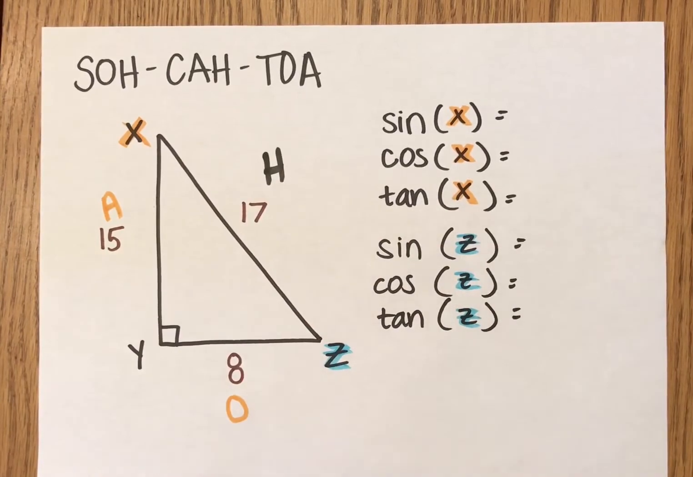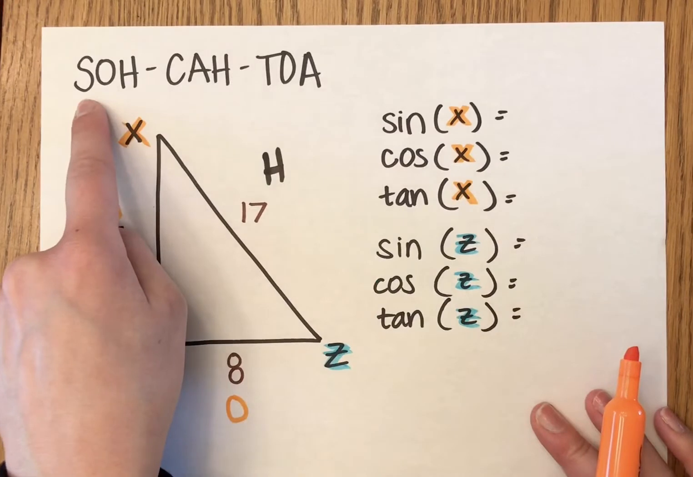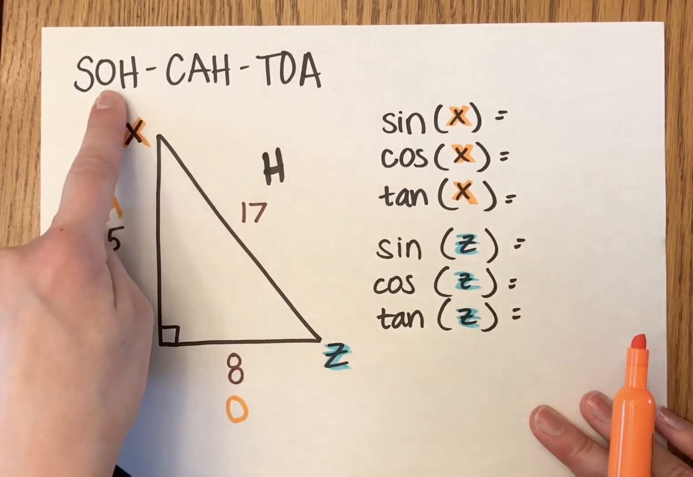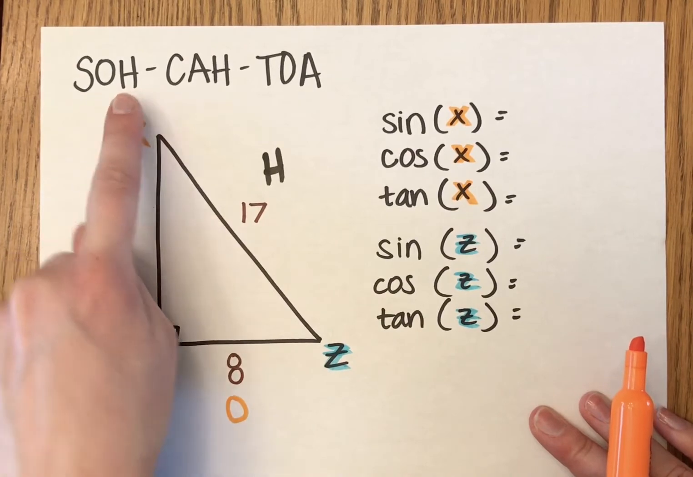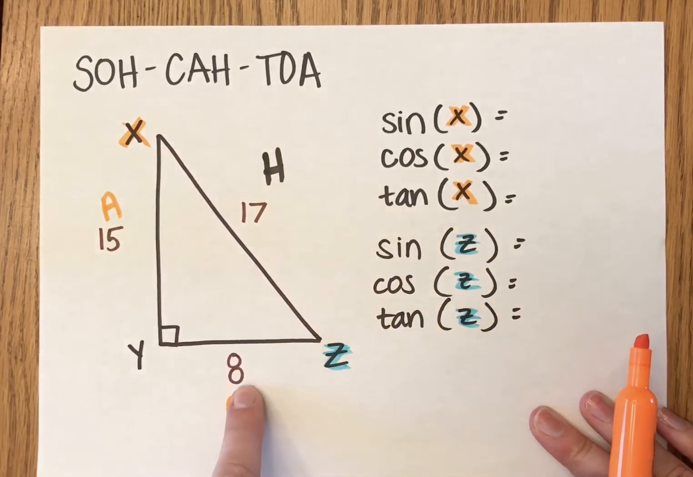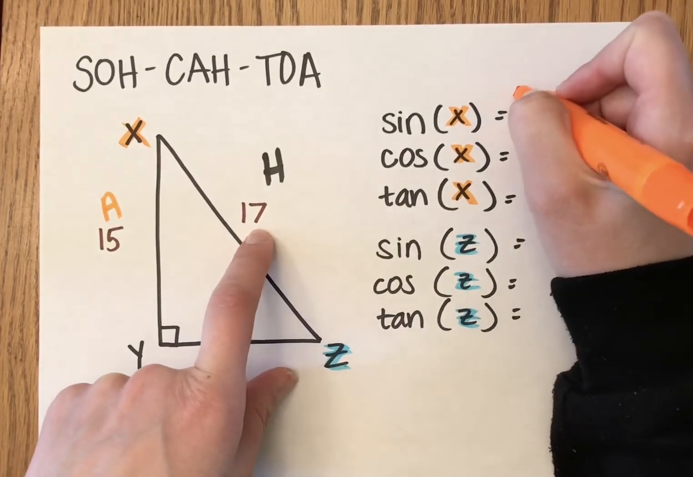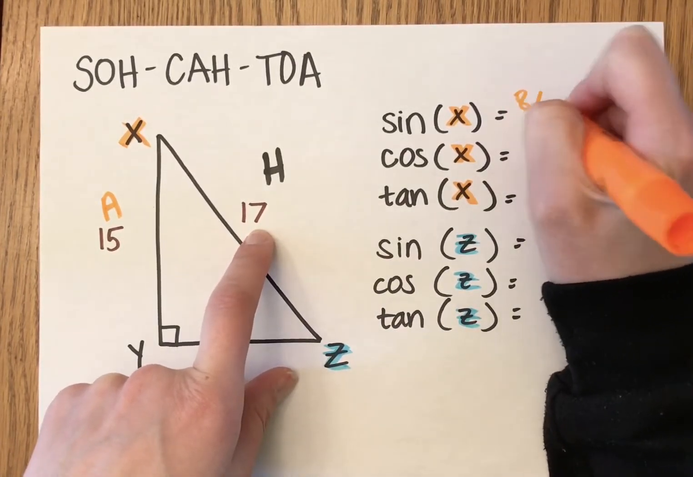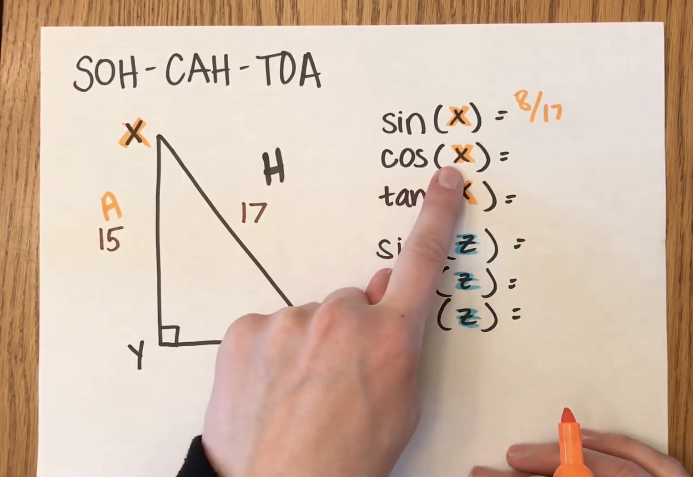Now, let's go ahead and write these ratios. The sine ratio, S for sine, is always the opposite side over the hypotenuse side. Well, for angle X, my opposite side is 8, and my hypotenuse is 17, so the ratio for sine of X is 8 over 17. Simple as that. Let's write the same ratio, but now for cosine.